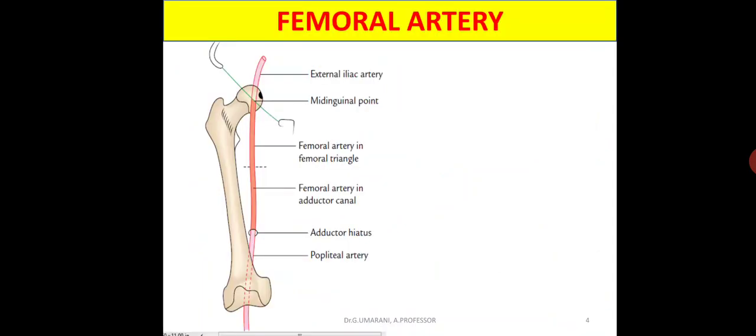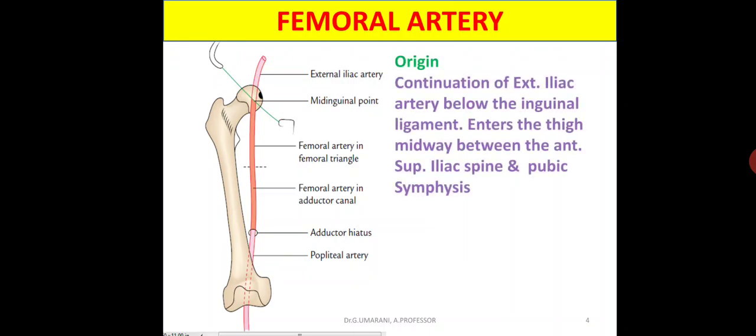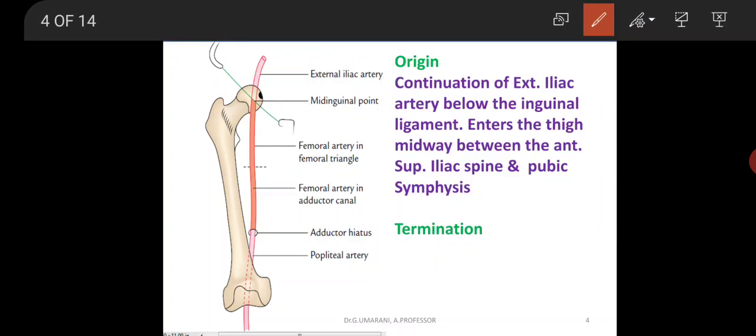The femoral artery is a very important artery of the lower limb. At its origin, it is the continuation of the external iliac artery, and it enters the thigh midway between the anterior superior iliac spine and the pubic symphysis. So from the mid-inguinal point, the femoral artery arises. Then it lies in the femoral triangle, and then in the adductor canal.